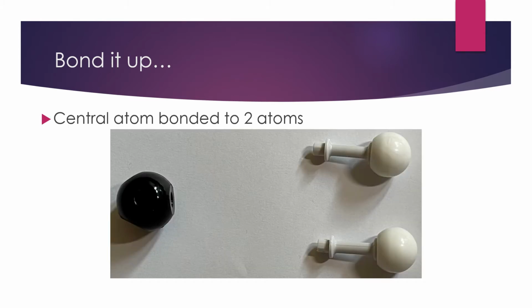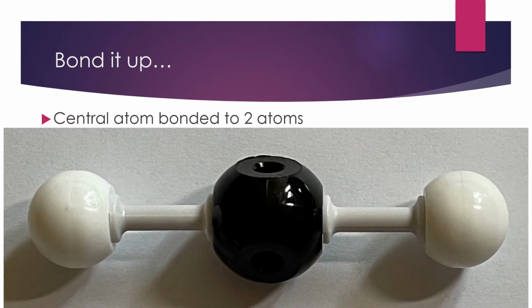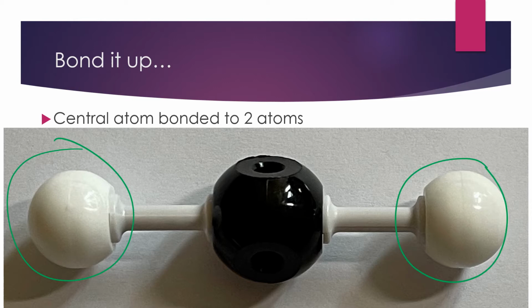Central atom bonded to 2 atoms. So these are our pieces. I'll give you guys a second to predict the structure. Good. This is the structure, y'all. The atoms are located on opposite sides of the central atom. They're as far away from each other as possible.